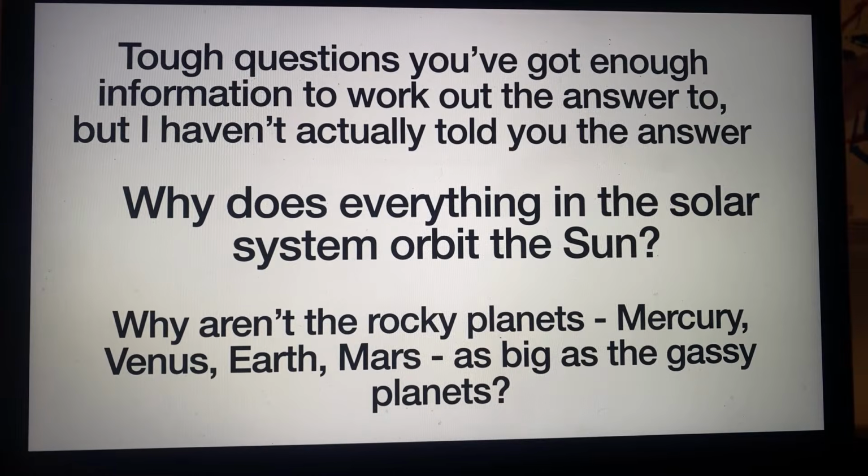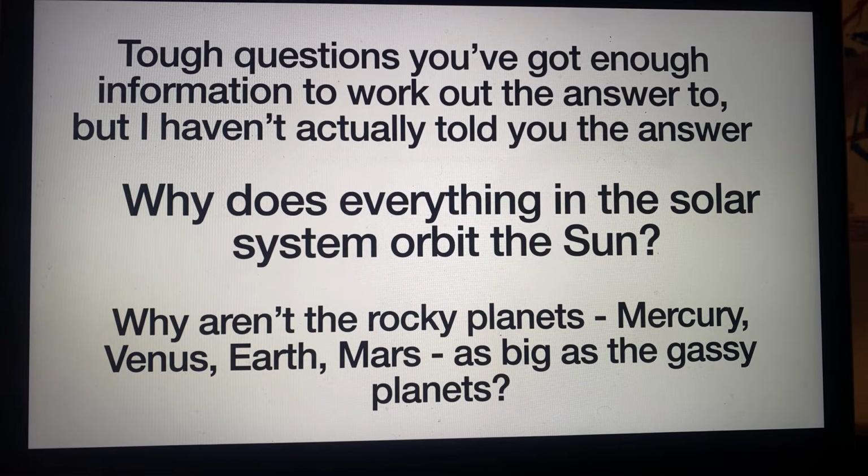And also, why aren't the rocky planets, Mercury, Venus, Earth and Mars, as big as the gassy planets? There were a lot of people giving me a really logical answer to this, but I don't think it would get a mark at GCSE, or you would definitely want to say something else as well. And why does everything in the solar system orbit the sun?